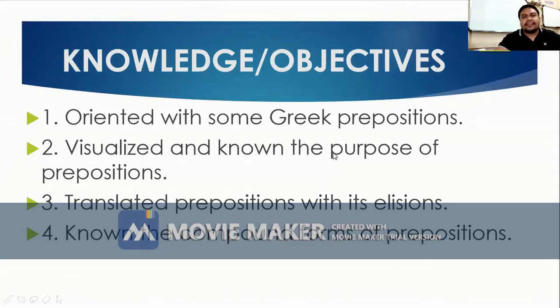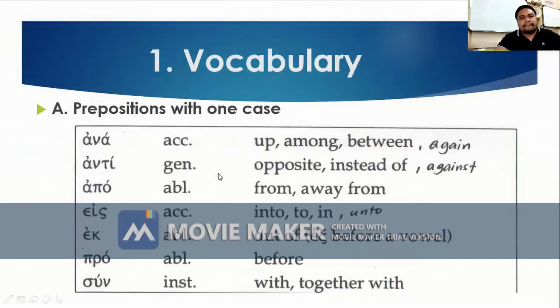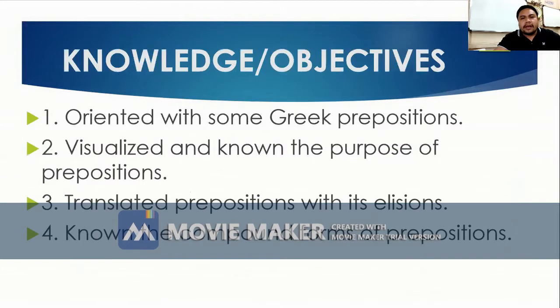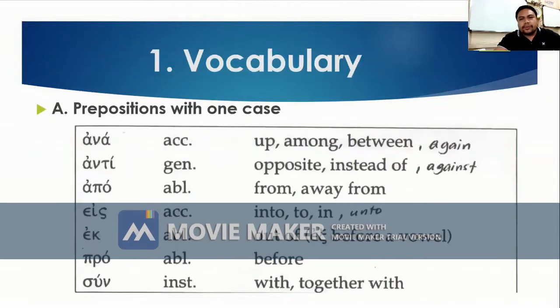So let's begin with the vocabulary. We have here different words or prepositions that are used in the Greek language. The first part are the ones with only one case. The first one is ana. Ana is in the accusative form. It means up, among, between, and again. Ana: up, among, between, again.